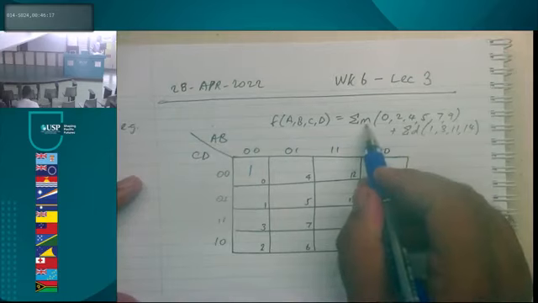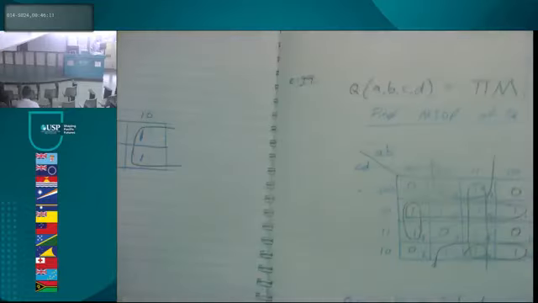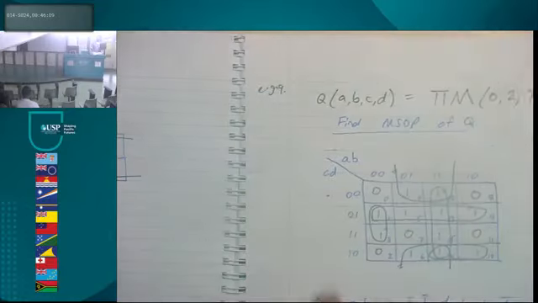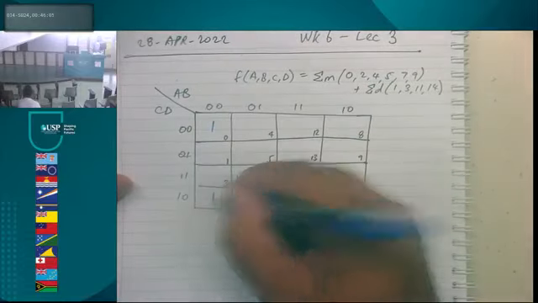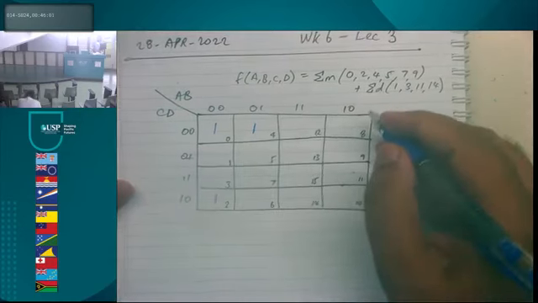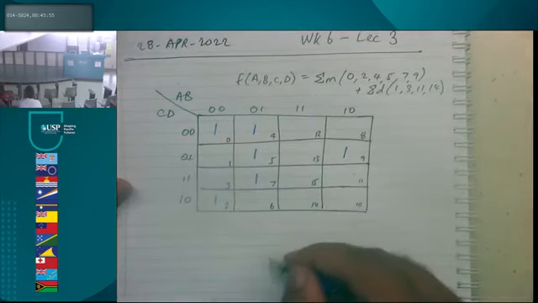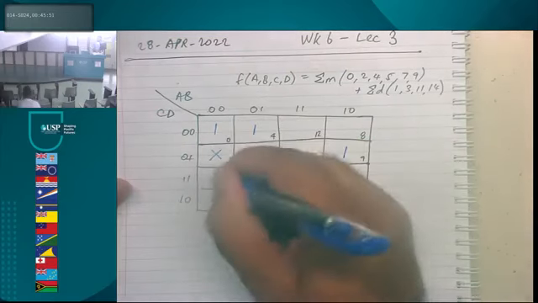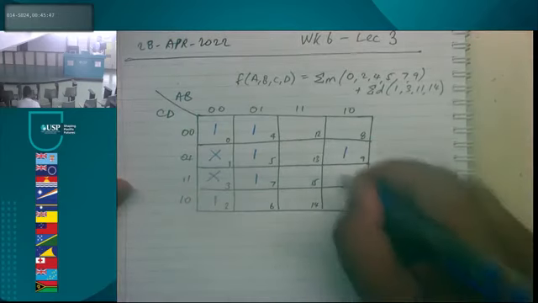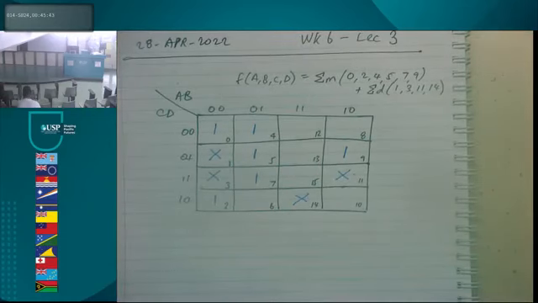right? Sum of min terms means it's going to give the location of the ones. If you look at the example yesterday, it was giving product of max terms. So that was giving you the locations of all the zeros. Okay. Two, four, five, seven, nine. The don't cares are located at 1, 3, 11, 14. All right, now, let's now go ahead and make our groups.